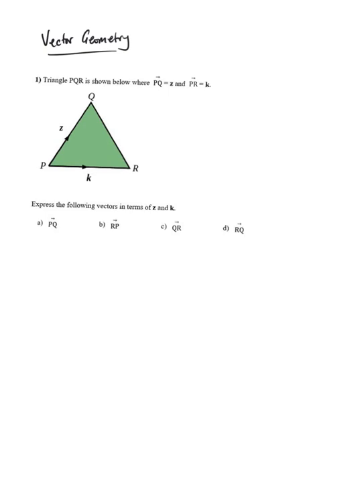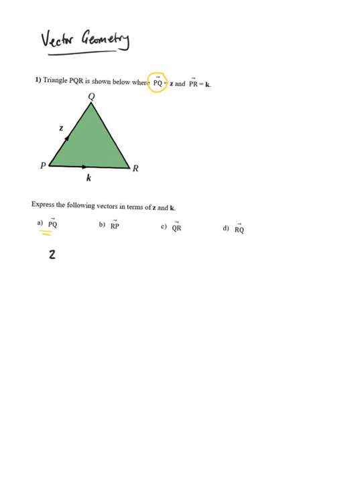Now if we look at this question, I'm being told that the vector from P to Q, and that's what this little arrow up there means, the vector from P to Q is called Z, and the vector from P to R is called K. And I need to find, to start with, how to get from P to Q. Now I've been given that, that's really easy.